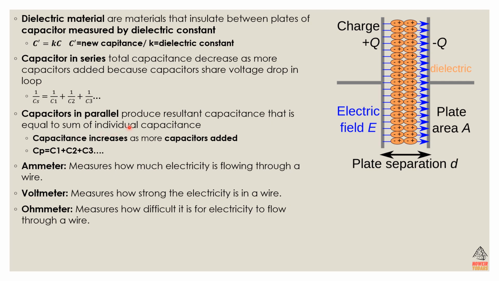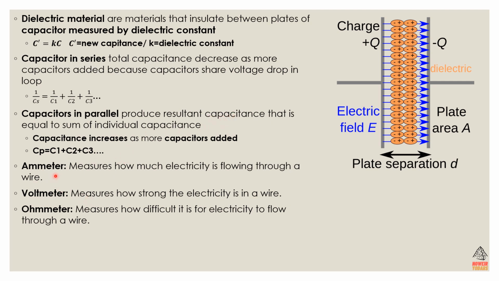Capacitors in parallel produce a resultant capacitance that is equal to the sum of the individual capacitances. So the capacitance increases as more capacitors are added. So the total CP, the capacitance in parallel, is equal to C1 plus C2 plus C3.